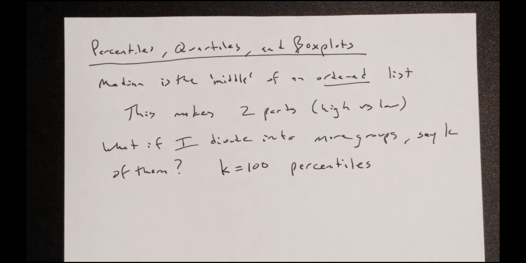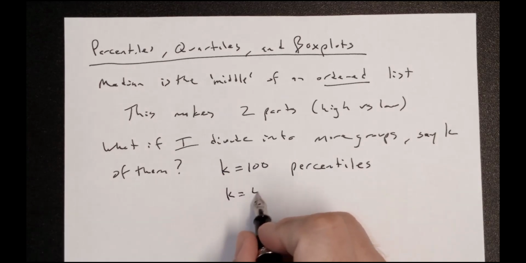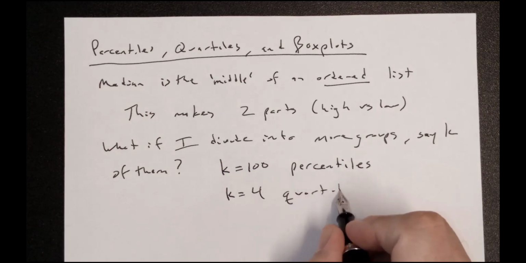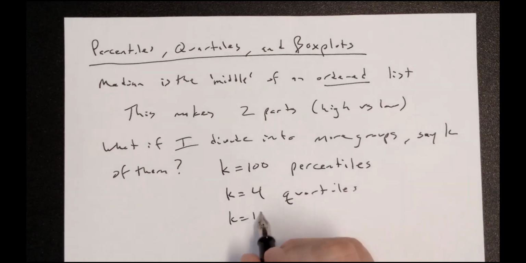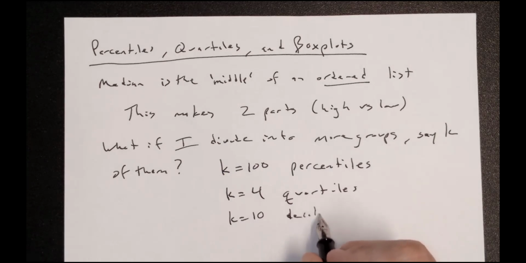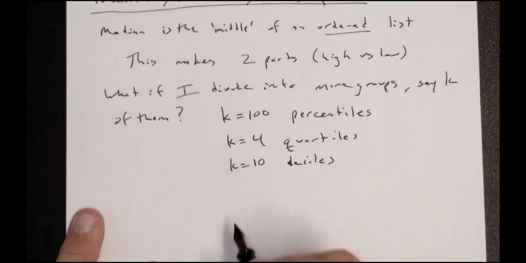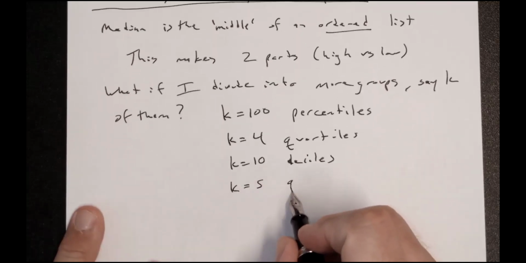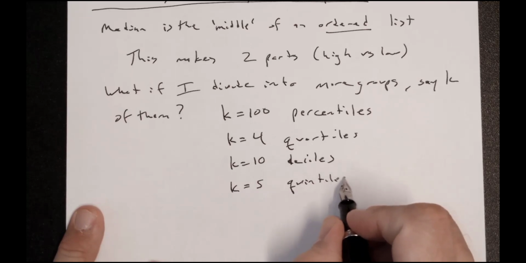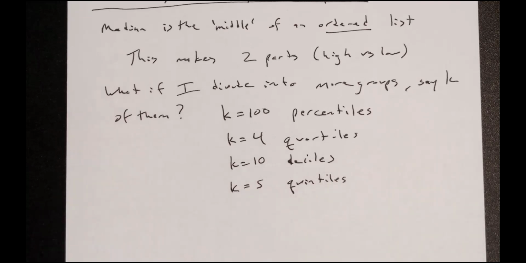If I use 4 of them, we'll call them quartiles. If I use 10 of them, I'll call them deciles. 5 of them would be quintiles. I'm sure there are names for others based on your favorite choice of Latin or Greek prefix. Hexiles or sextiles, whichever way you want to go with that, or duodeciles for 12s, I don't care. These are the ones that get used a lot.